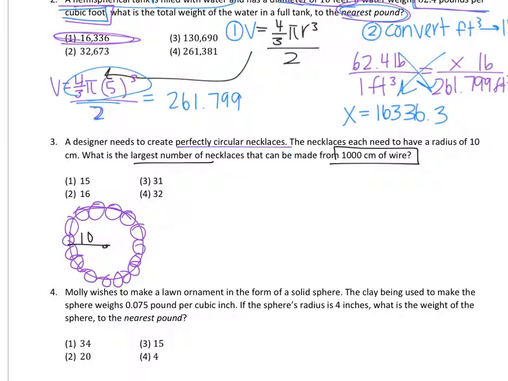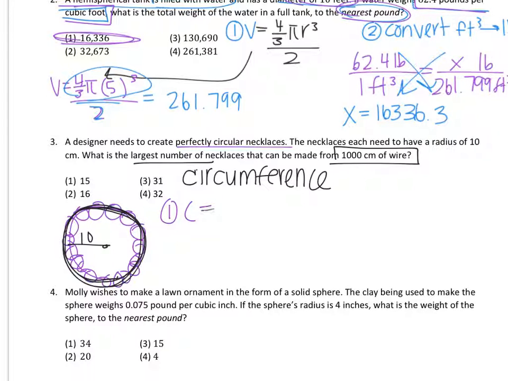If you think about the wire on a necklace, the wire goes around the outside edge of the necklace. That's related to the circumference of the circle. And you do have a formula on your reference sheet for circumference. It's C equals, well, if you look at your reference sheet, there's two different ones. There's C equals pi d or C equals 2 pi r. Since they gave us the radius, we might as well use 2 pi r. So 2 pi times 10.